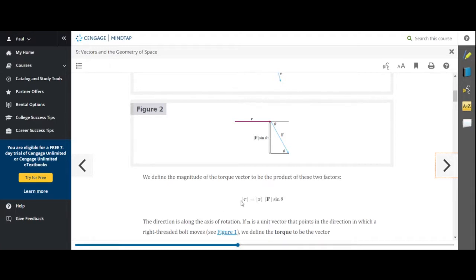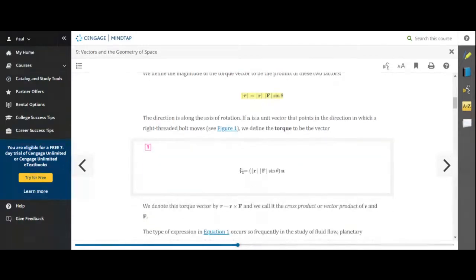So the magnitude of the torque is equal to the magnitude of the wrench times the component of the force, which is the magnitude of the force times the sine of theta. That's the magnitude of your torque, and then the torque vector is equal to that component times the normal vector. And that's how your cross product is defined.